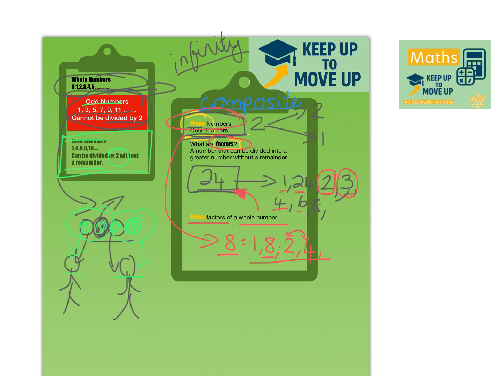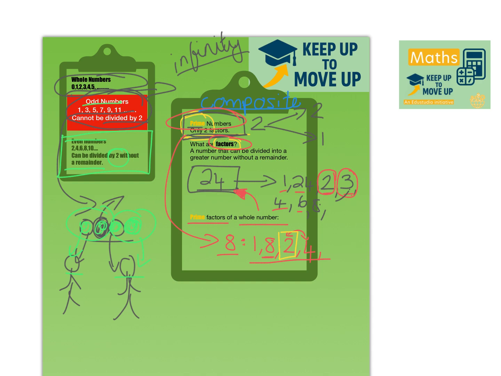Which one is the prime factor? Only 2. Remember, 1 is not a prime number. I'm going to say this again. 1 is not a prime number. It's a very common mistake people make when they don't think very carefully about what a prime number is.